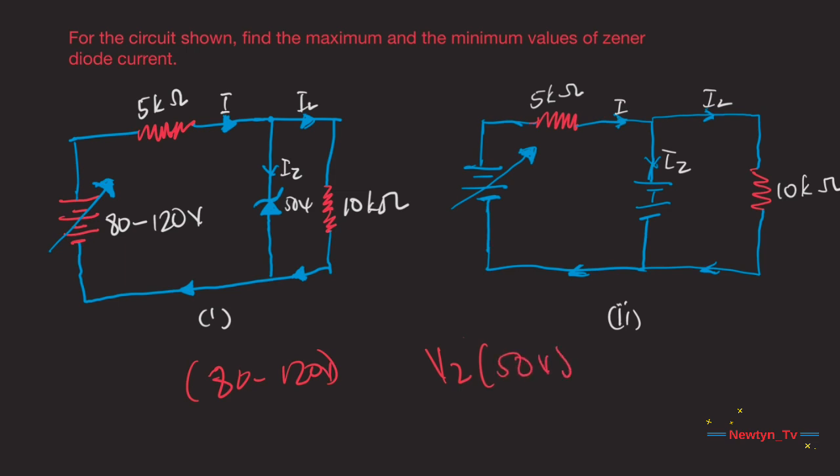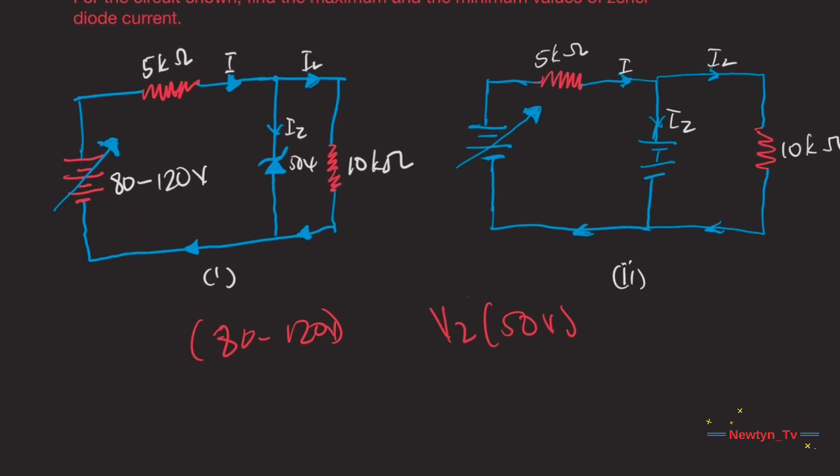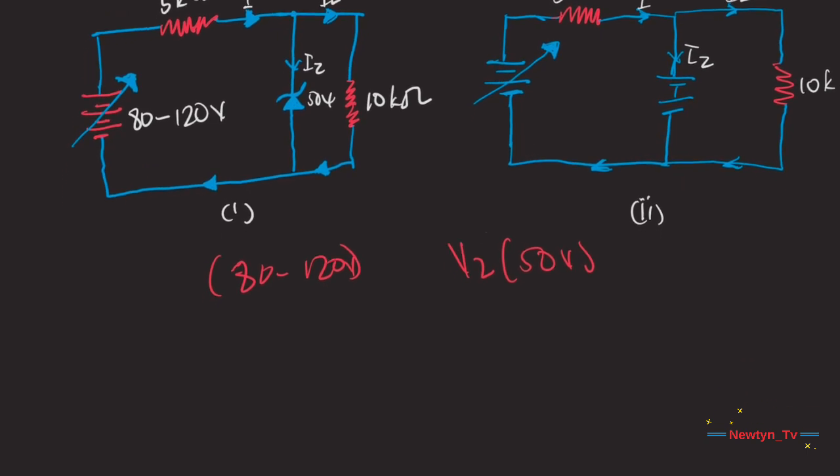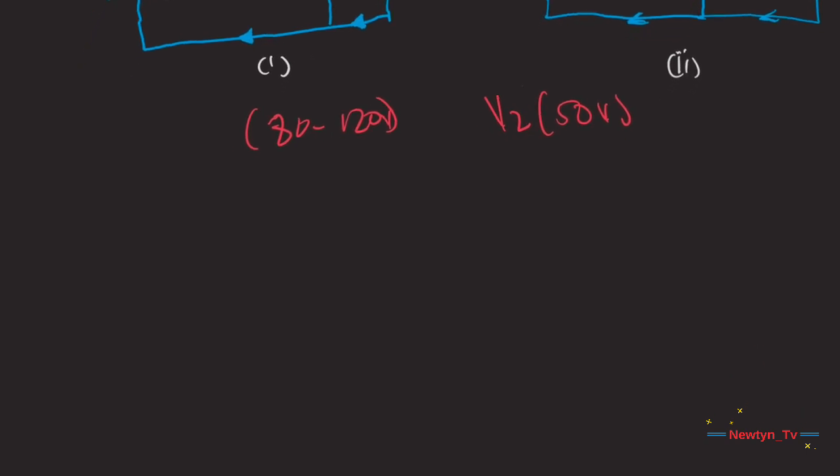Okay, so hence the Zener diode will be in the on state for this range of applied voltage. So consequently, it can be replaced by a battery of 50 volts as shown in this picture. Right. Now, to calculate the maximum Zener current, so let's look at the first one. Maximum Zener current.